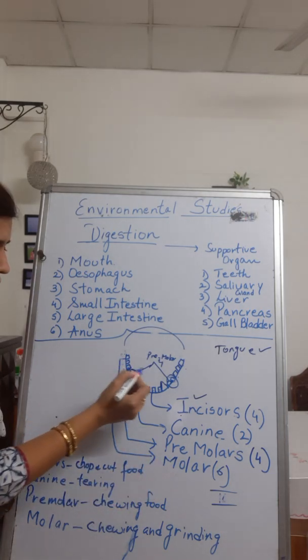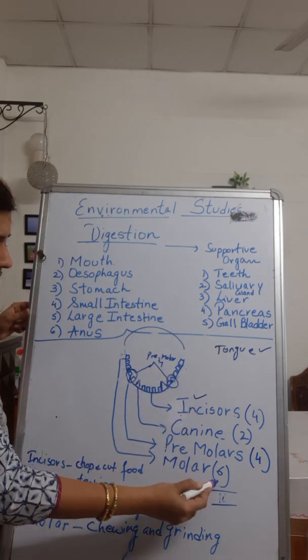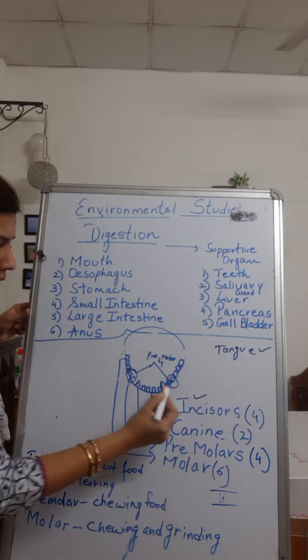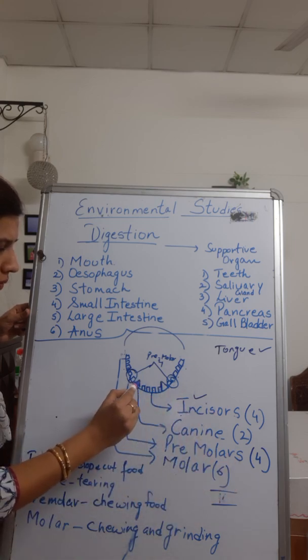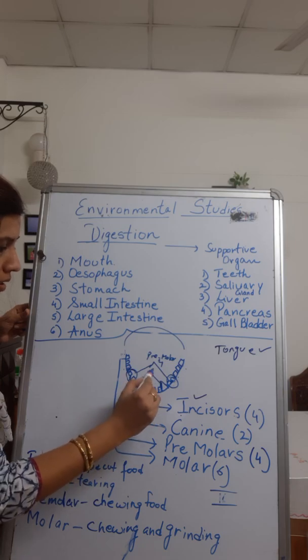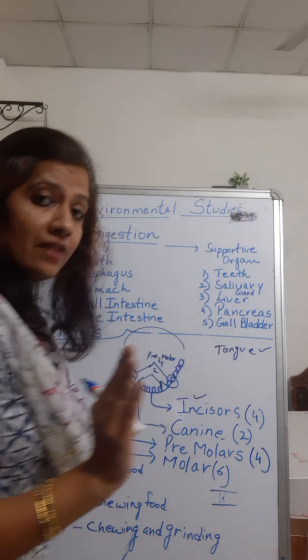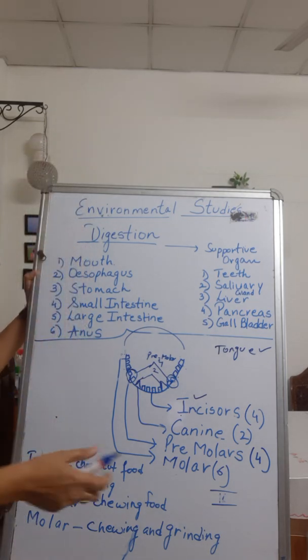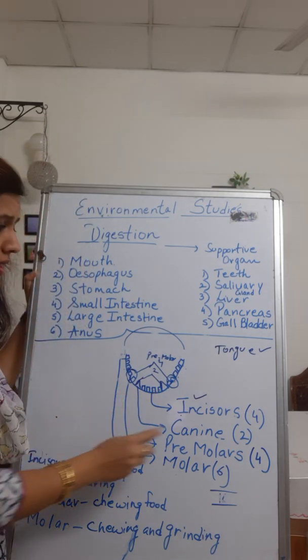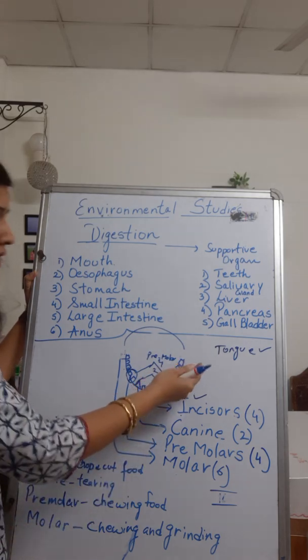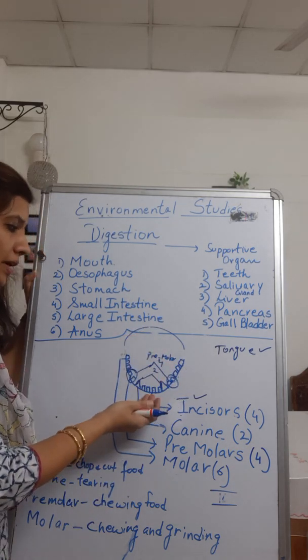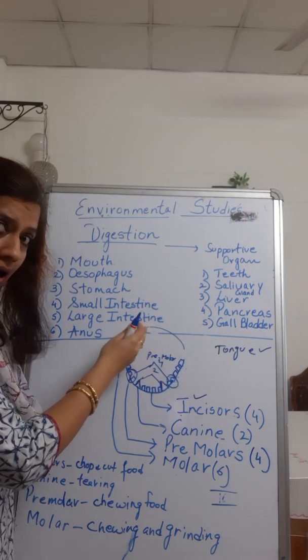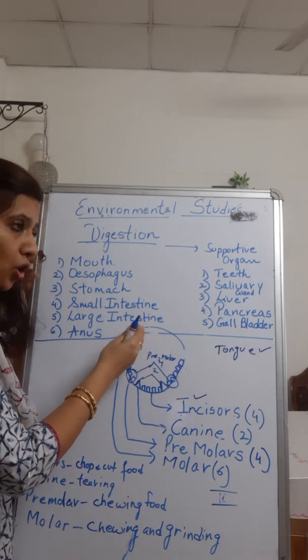So you can see 3 here, 3 here. So that makes 6. We have 2 molars here and 2 molars here. That makes 4. And these pointed ones are very much evident. How many are they? These are 2 in number. And these are incisors. These are 4. So this is the lower jaw and this is the upper jaw. The same number and the same kind of teeth you have in your upper jaw also.